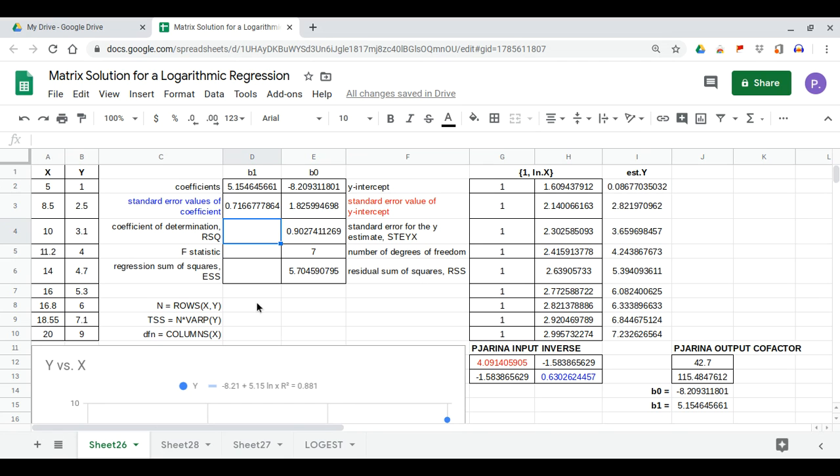Then we calculate the regression sum of squares, or ESS. Let's begin with the rows, or n, equal to rows of the dataset range, which is the population. Calculate the TSS, or total sum of squares. We also need the variance of the population. So you have n times the variance of the population, y.